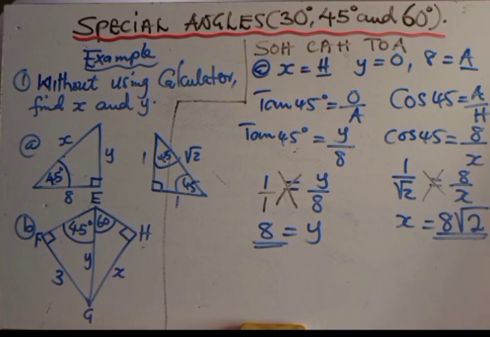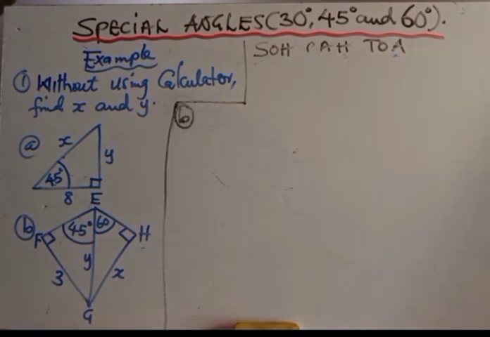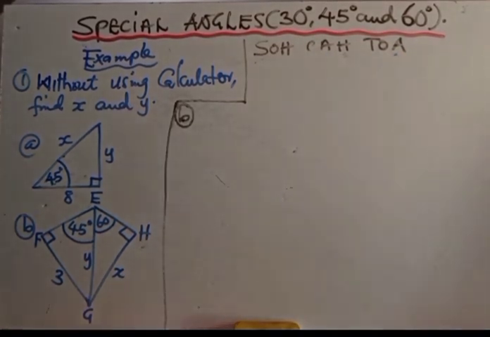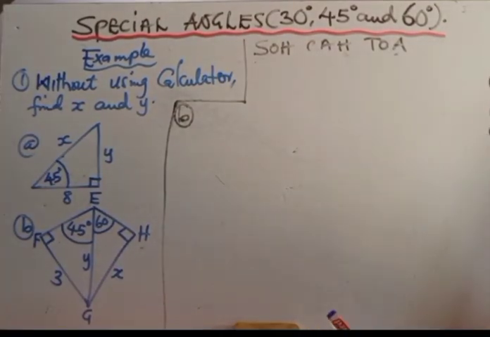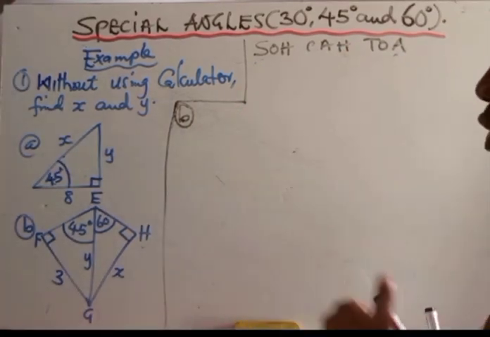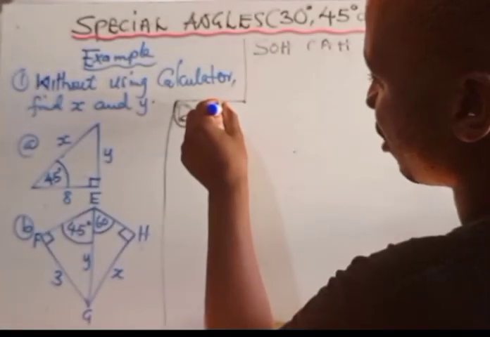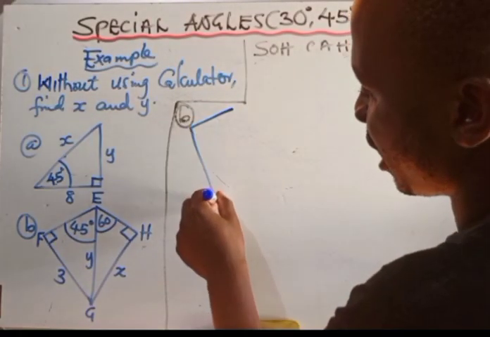So now we are going to question number B. Question number B is a triangle. Actually, there are two triangles in question number B. So get the first triangle, which is like this.